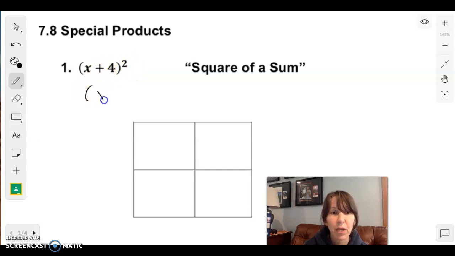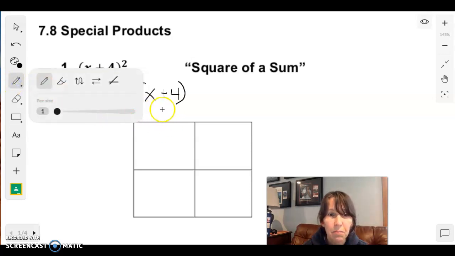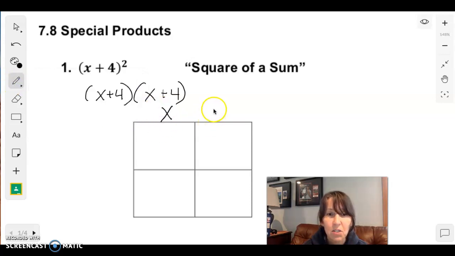So that means we have x plus 4 times itself. A common misconception here is that you're going to get x squared plus 16, just a binomial answer. Well, if we look at it in our area model, we've got x plus 4 by x plus 4.